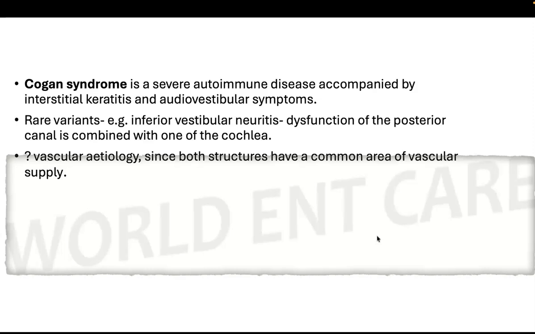Then rare variants of vestibular neuritis have been described. Example, inferior vestibular neuritis, where there is a selective deficit of the posterior semicircular canal combined with sparing of the lateral and anterior canals, and a form in which the dysfunction of the posterior canal is combined with one of the cochlea. Now the latter probably does not have a viral etiology, but a vascular etiology, since both these structures have a common area of vascular supply. So here in inferior vestibular neuritis, the etiology is more vascular than viral.